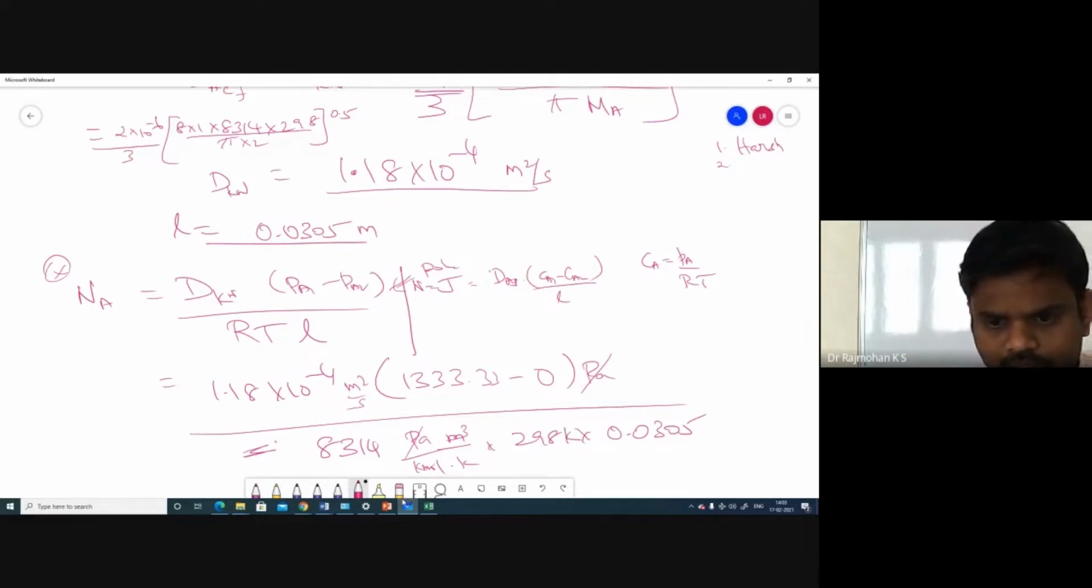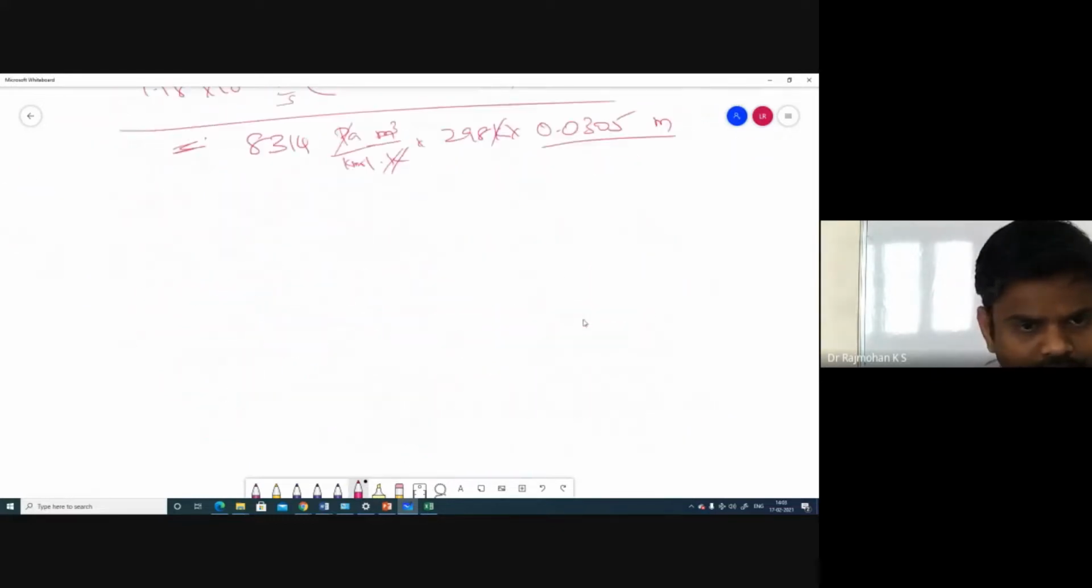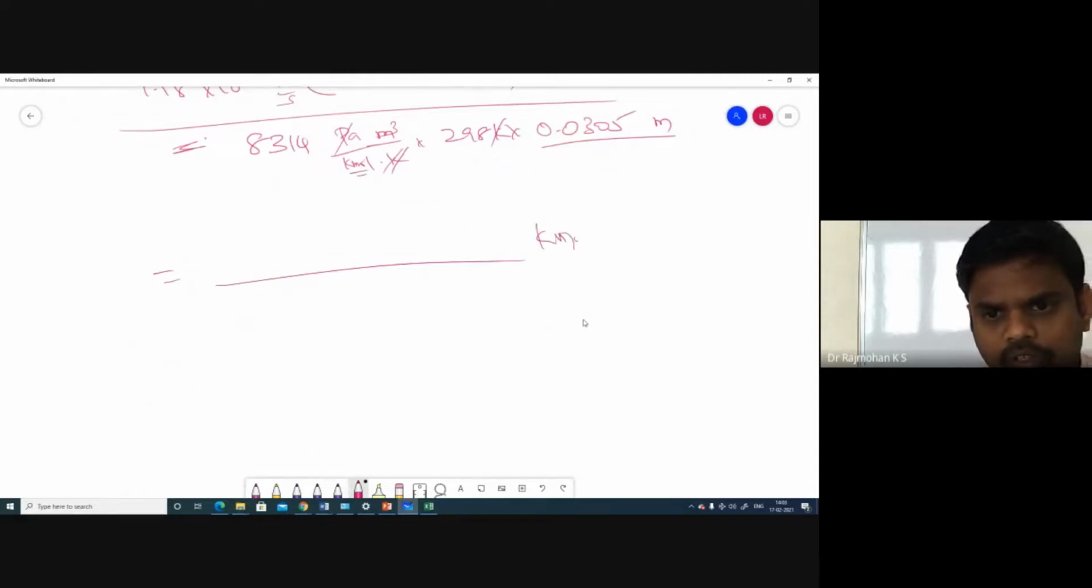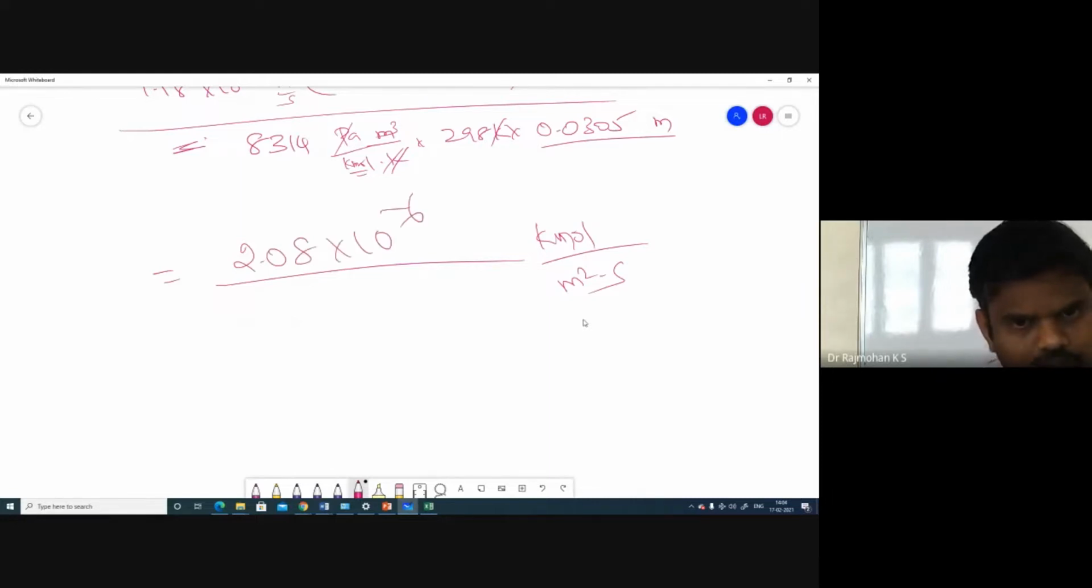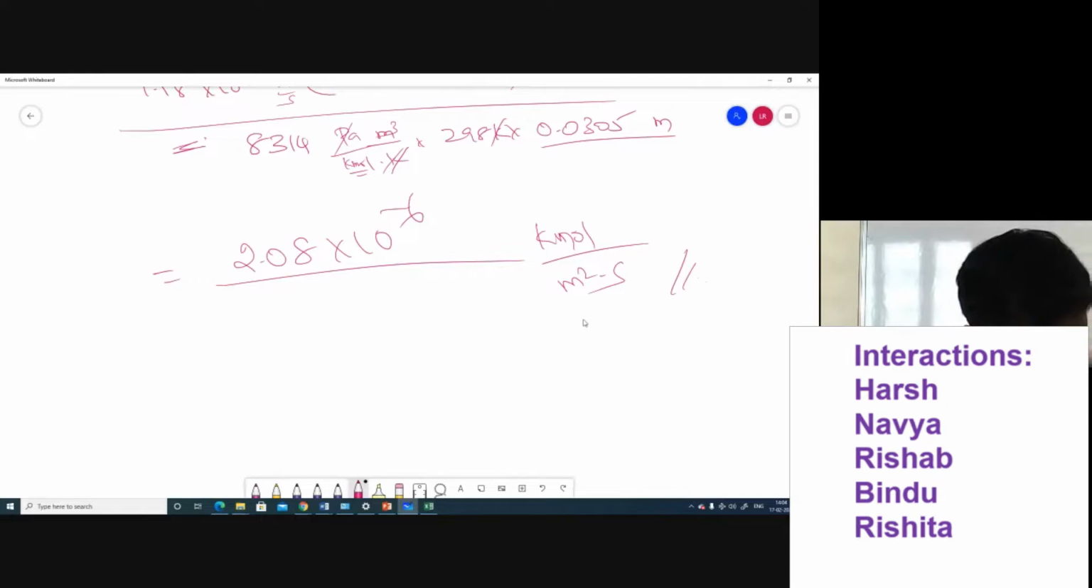Kelvin gets cancelled. We have meter square, meter cube here. This one is also meter. So totally meter power 4 in the denominator. So the denominator will have meter square second. Okay, so kilomole will go to the numerator. How much? 2.08 into 10 power minus 6 kilomoles per second. So this is the flux of hydrogen. That's what the question asked.